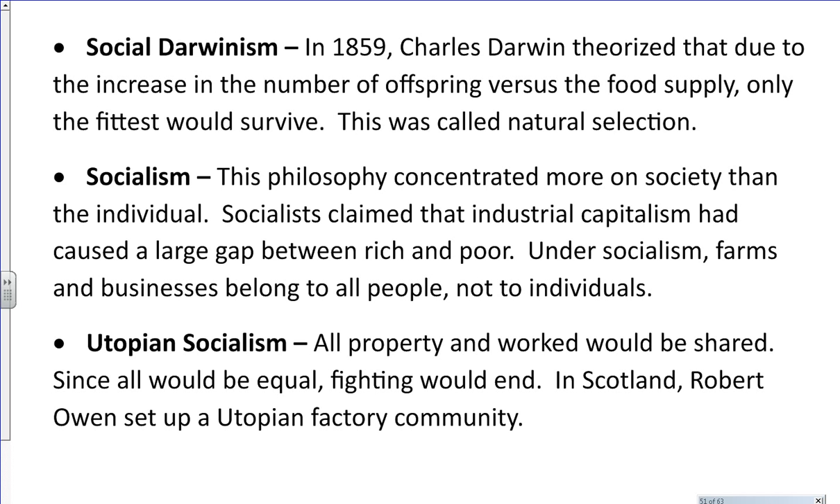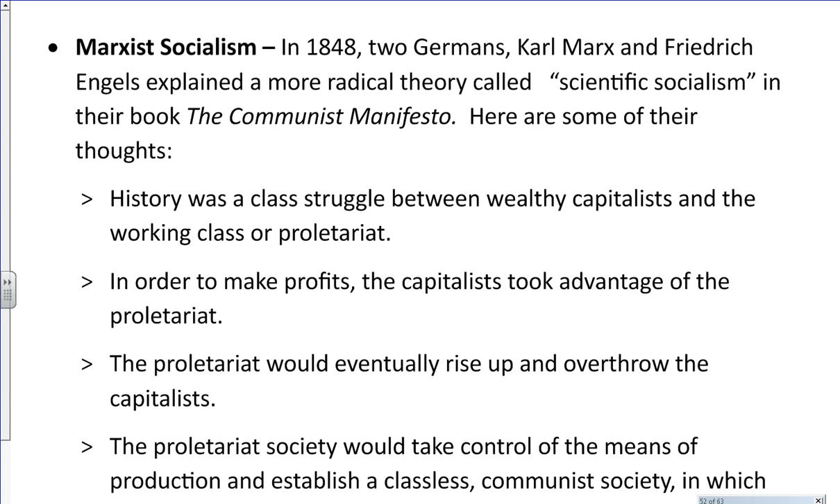In Scotland, a guy named Robert Owen set up a utopian factory community, and these things popped up all over the place during the 19th century, and still occasionally today. Then you have Marxist Socialism. Okay, Marxist Socialism says in 1848, two Germans, Karl Marx and Friedrich Engels, explained a more radical theory called scientific socialism in their book, The Communist Manifesto, which we will also spend a little time on.